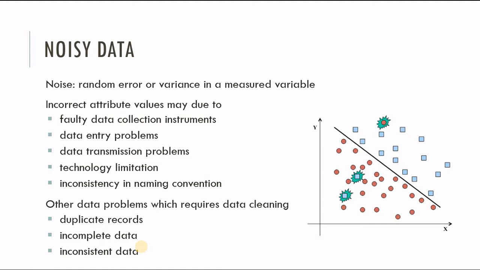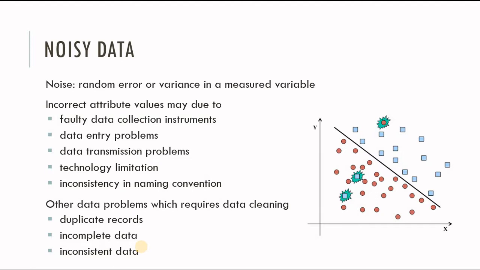Random noise in the data may be introduced due to some reasons, like faults in data collection instruments, errors introduced at data entry by a human or a computer, data transmission errors, technology limitations, and inconsistency in naming convention. All of these are reasons by which noise is introduced into the data. There are other types of noise in the data, like unknown encoding.